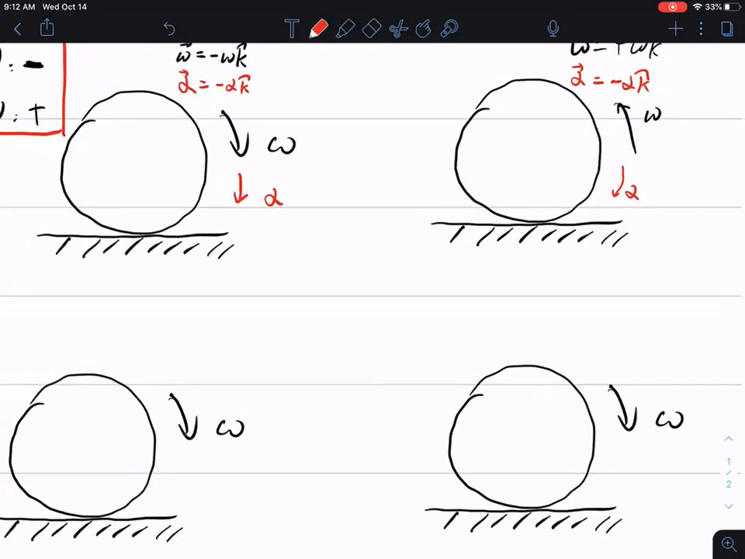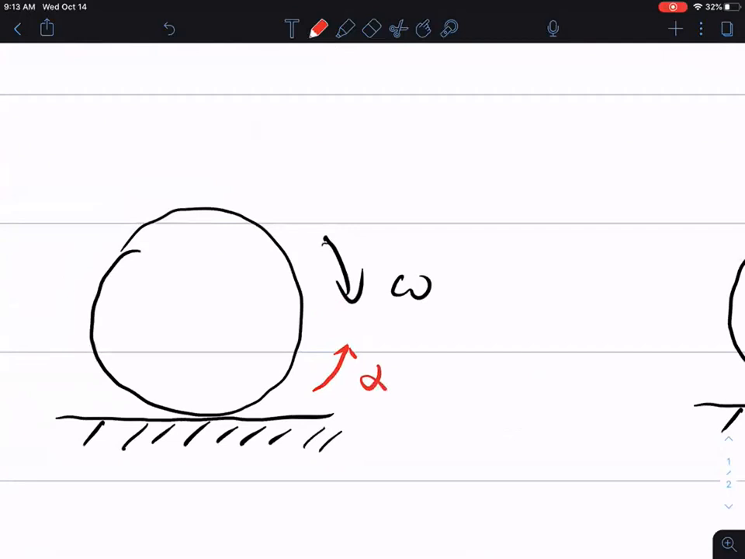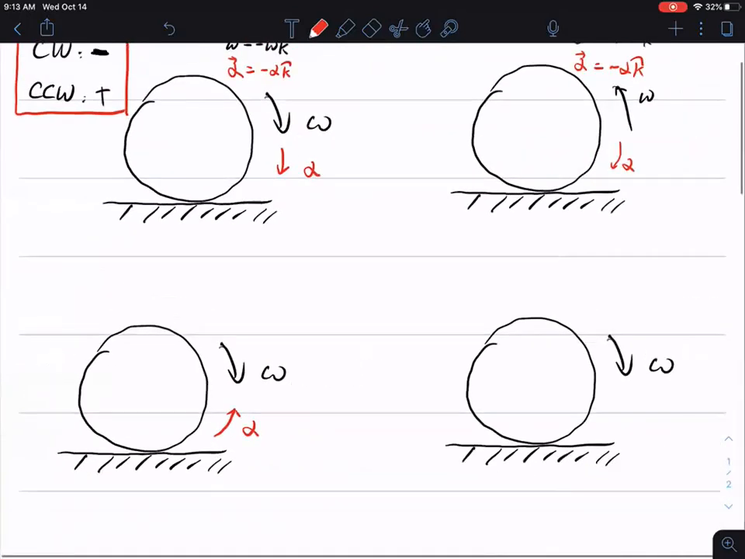All right, now let's look at the next case here. Alpha and omega are going in different directions. Yeah, it's possible. That means this disk is slowing down in the clockwise direction. So under this case, omega is negative. Alpha is positive.